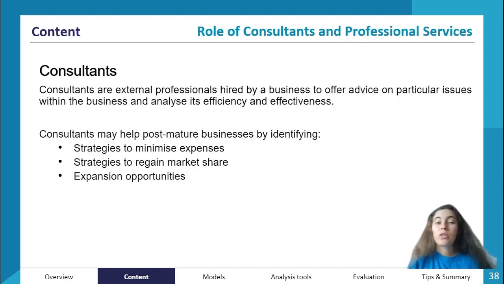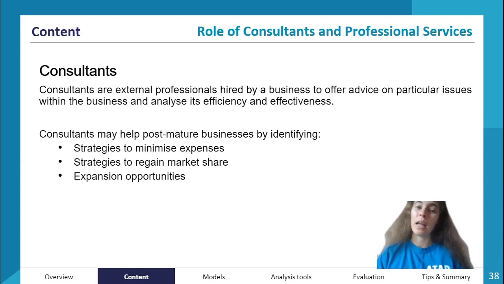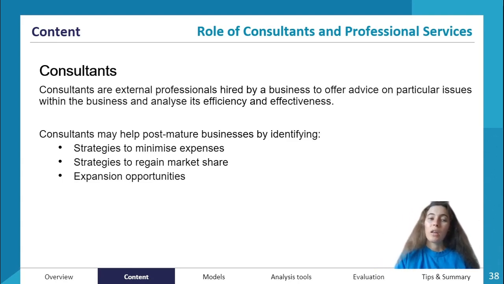Another thing that you need to know as part of this unit is the role of consultants and professional services. So we'll have a look at each of these and discuss how they're different, because this is something that you'll need to know as well. So consultants are external professionals hired by a business to offer advice on particular issues that are within the business, and they usually analyze the business's efficiency and effectiveness and then provide those recommendations.